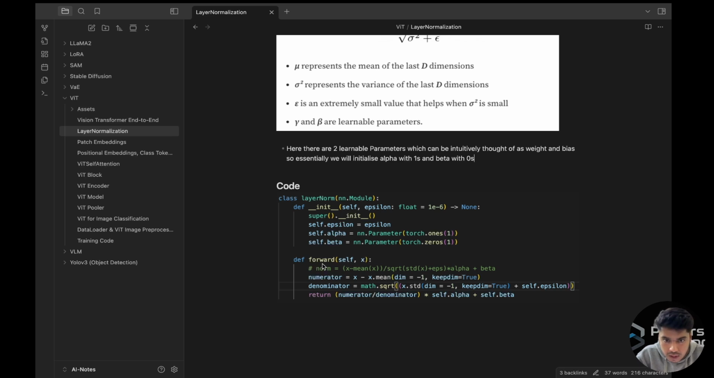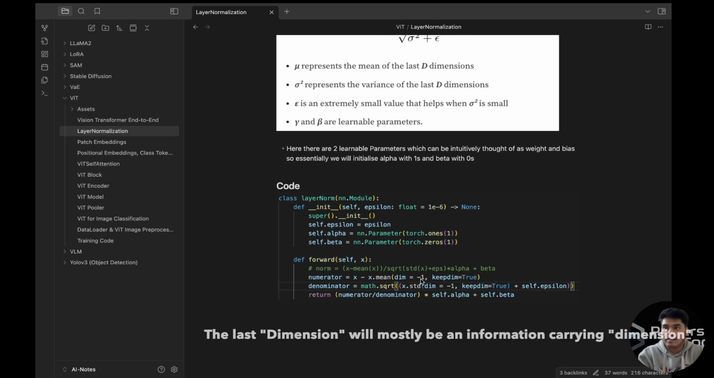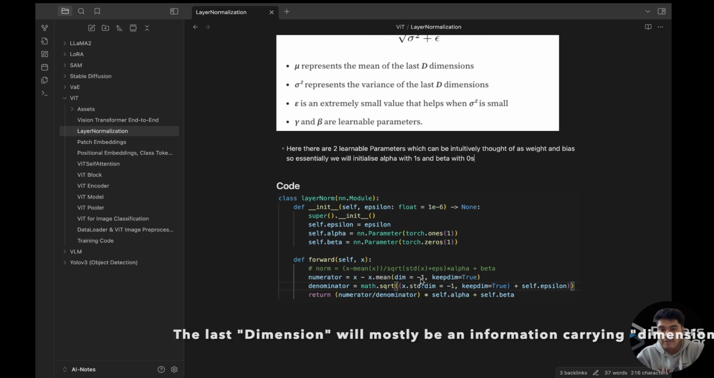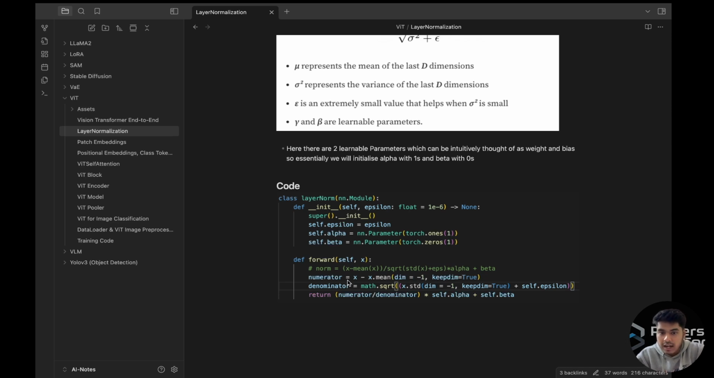And below, in forward, it's pretty simple. Numerator is x minus x.mean, and dimension is set to -1 because we don't need to apply the normalization in the batch dimension. We want to apply it in the dimension which has information that is coming out from the previous layer. So this is the last layer, and the last layer essentially will, for the most part, be your information layer. So we do a mean across that and we subtract that from x. And for the denominator, it's just math.sqrt of standard deviation of x plus epsilon, and epsilon is set here, we have set a default value of 1e-6. That's the same value which is given in the paper as well.